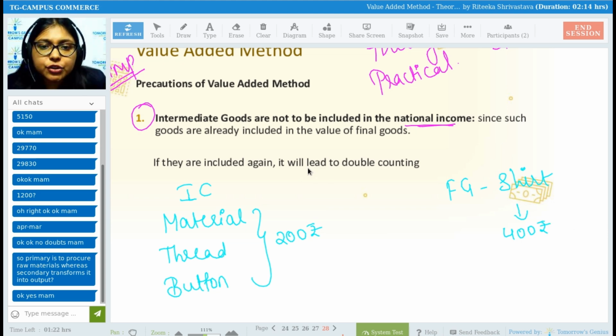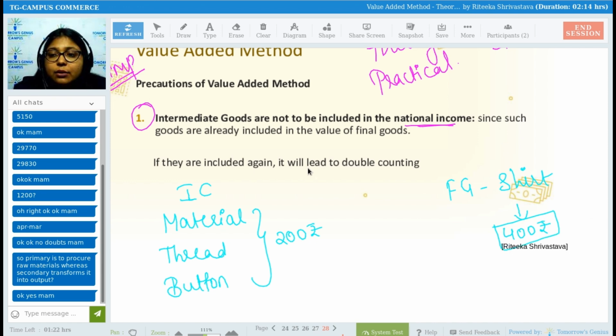So according to this precaution, we don't have to include the value of intermediate goods. We will be just including the value of final goods. So while computing national income, I will be taking only this 400 and not this 200. In a way, you can say this 200 is included only in this 400, right?